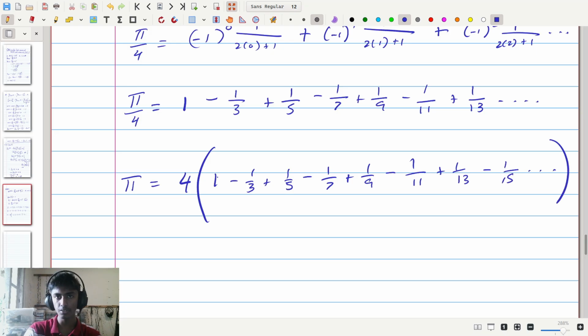You might have seen this series elsewhere, or maybe if you're a recreational mathematics enthusiast, you've probably seen this sum. However, you might not know where this comes from. This comes from the tan inverse of x. So now you know how to show the tan inverse of x's Taylor series for x's between negative 1 and 1, and you also know how to use it in order to find pi.